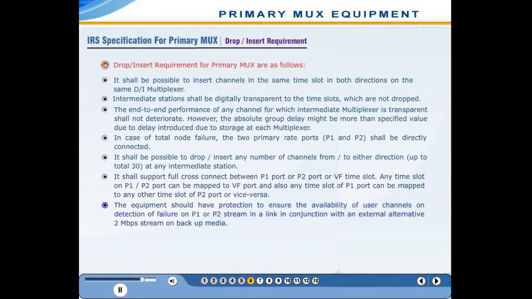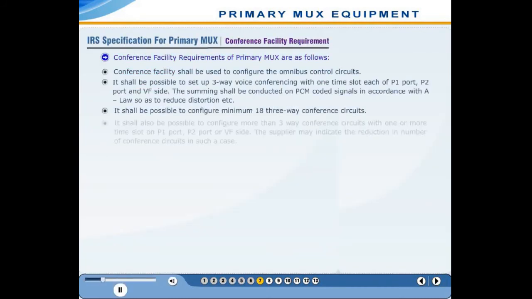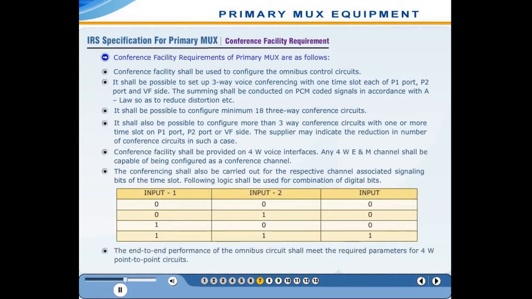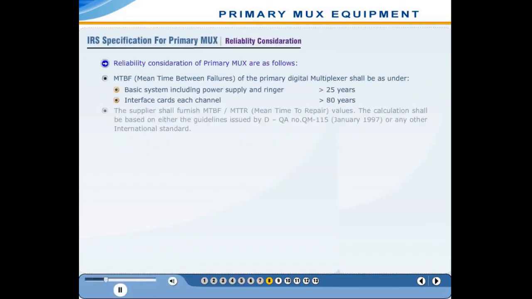The equipment should have protection to ensure the availability of user channels on detection of failure on P1 or P2 stream in a link in conjunction with an external alternative 2 megabits per second stream on backup media. Conference facility requirements of primary MUX are shown on screen. Reliability considerations of primary MUX are shown on screen.